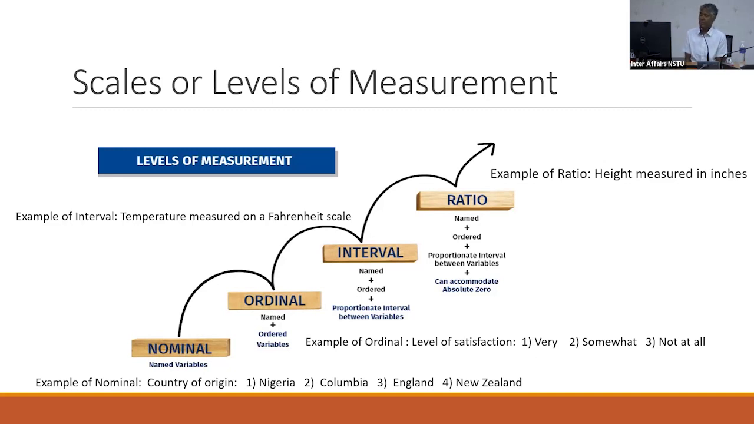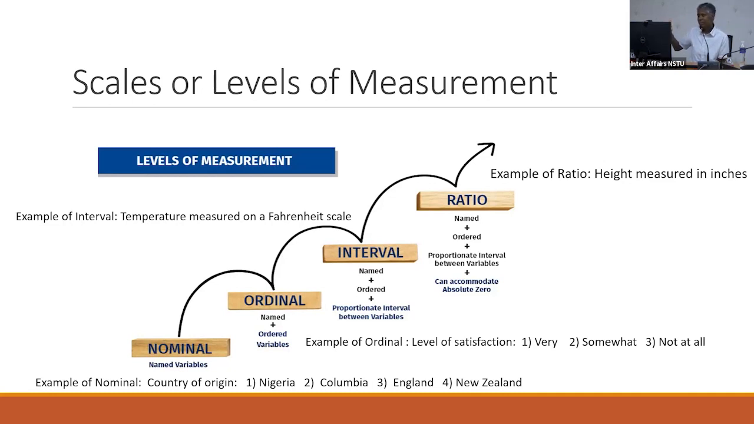Ordinal relates to an order of information. So again, the number in and of itself is not meaningful, but it helps us describe categories that vary, that are different.